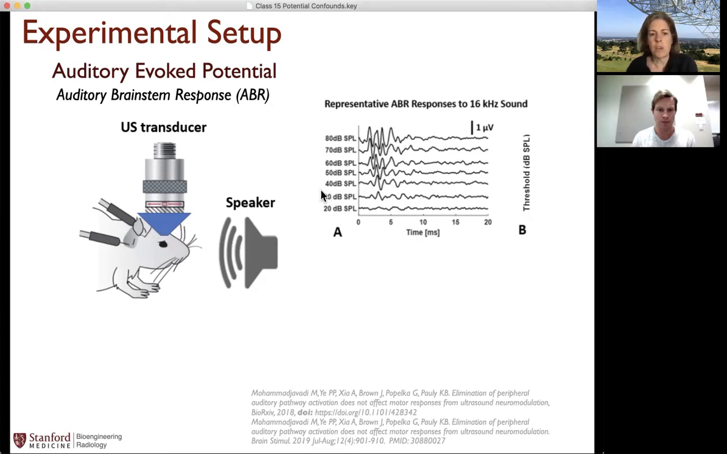When you apply sound, for example, these are ABR responses to 16 kilohertz sound. When you increase the sound level, here at 20 dB sound pressure level and then increasing, you get this response on the electrodes. When you have a discernible response, then you can say that it can be heard by the animal. So this 20 dB seems to be sub-threshold. And this is just the response you would get from a wild type hearing mouse.